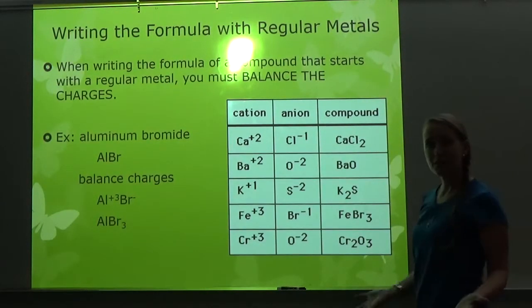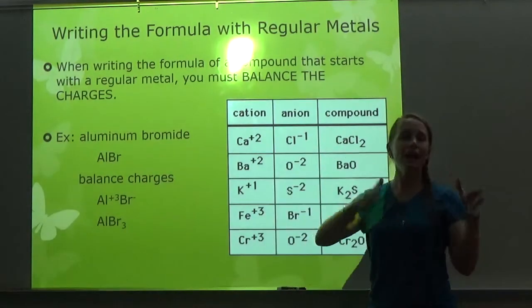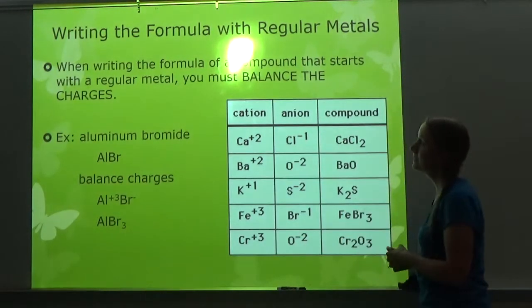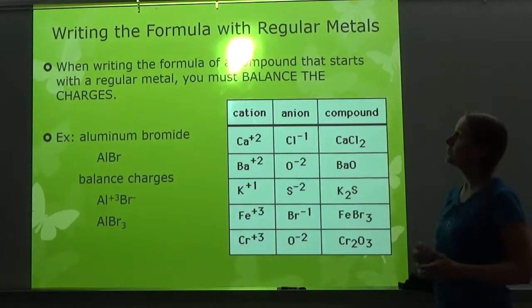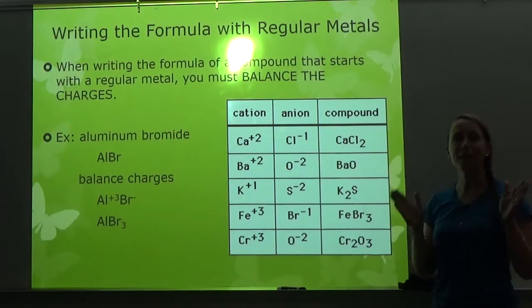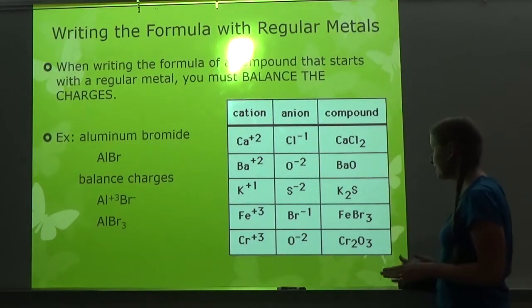Alright, so we learned how to write the name. You just name the first element and add -ide to the second element, unless it's a polyatomic ion. But now we need to be able to write the formula. So when writing the formula for a compound that starts with a regular metal, you must balance charges. That's the most common thing people forget.